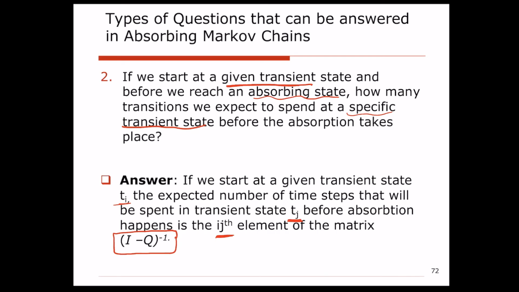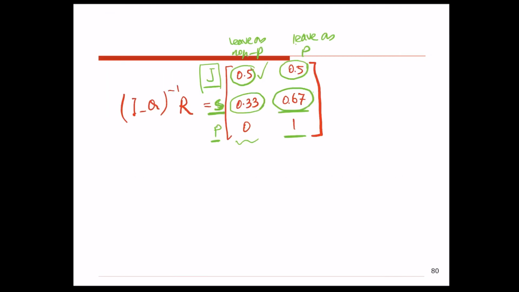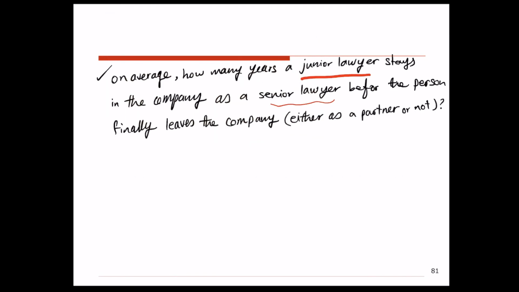Obviously, since this is an absorbing chain, we know that in absorbing chains, we finally end up in one of the absorbing states, that's for sure. But the question is that if I start at transient state Ti, how many time steps will I spend at transient state Tj before I finally get absorbed. So let's see how this question is related to the one that we try to answer here. If I start as a junior lawyer, that's transient state I.